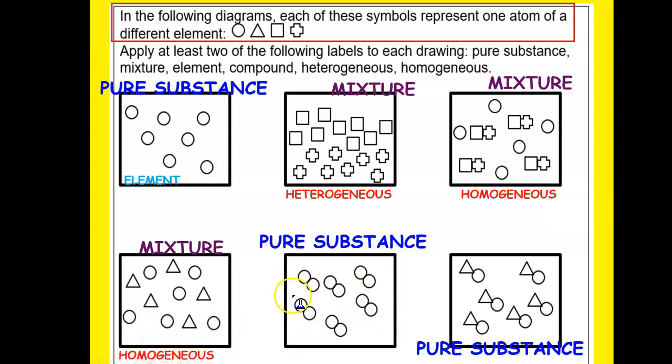When we look at this pure substance, we see it's one type of atom. So therefore this is an element. When we look at this pure substance, we see two different atoms for each one. So therefore this is a compound. That is how we identify the types of matter.